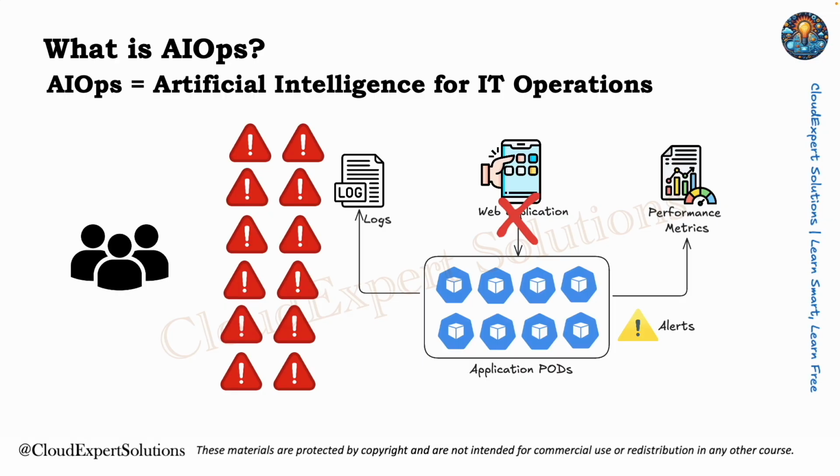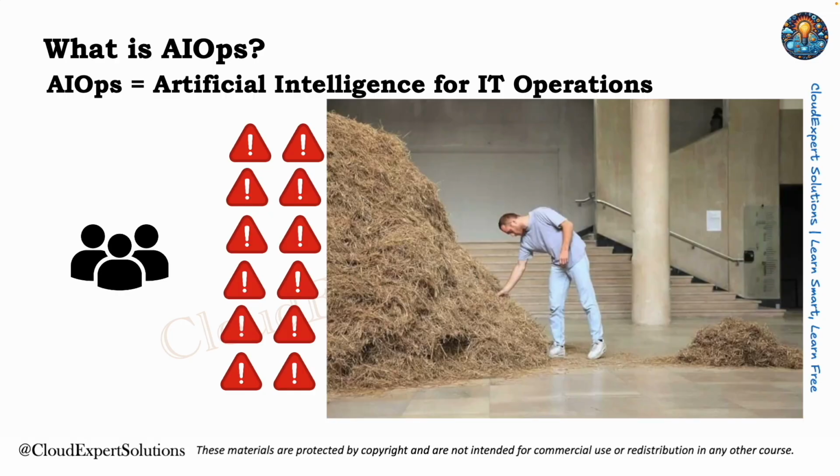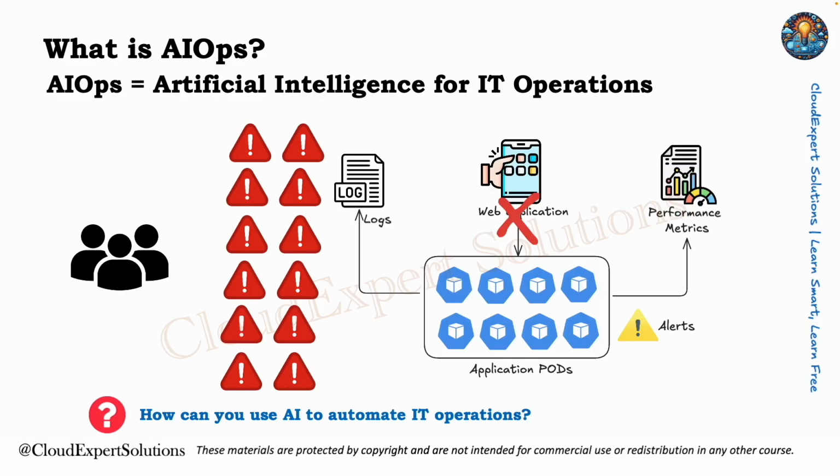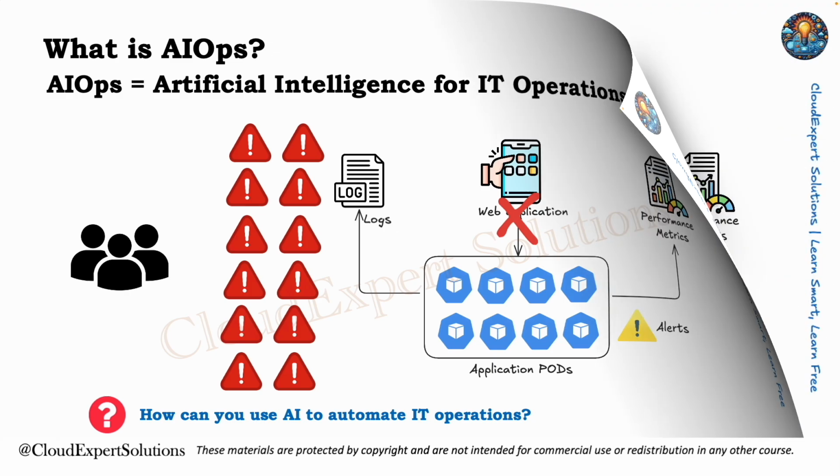A human can't possibly sift through all this noise to find a single root cause. It's literally a needle in a haystack problem. The business problem AIOps solves is how you can use AI to automate and supercharge IT operations.